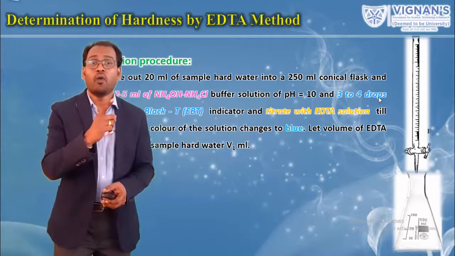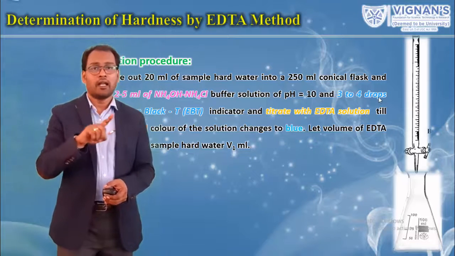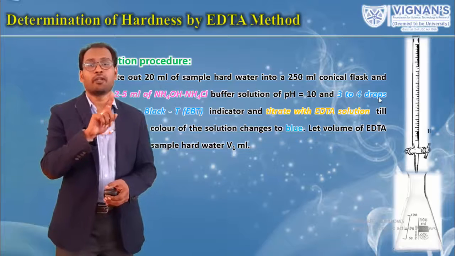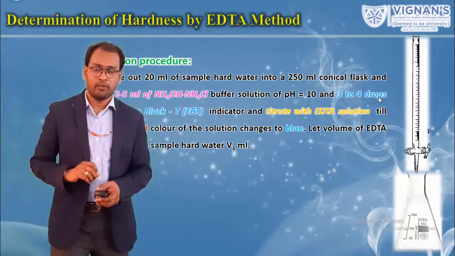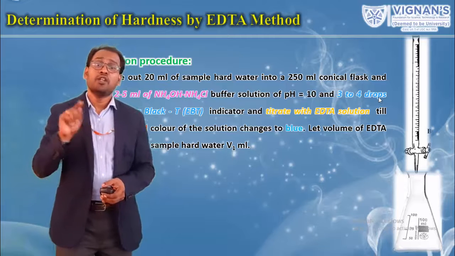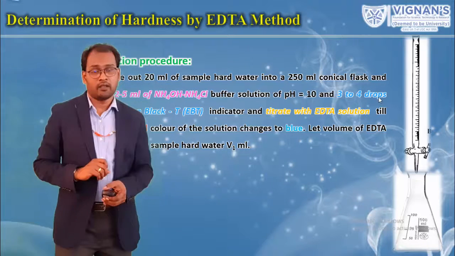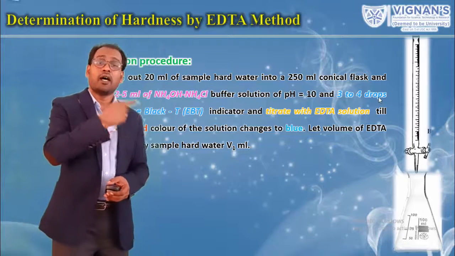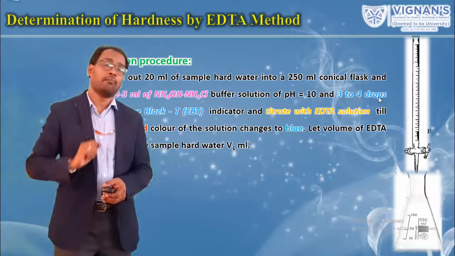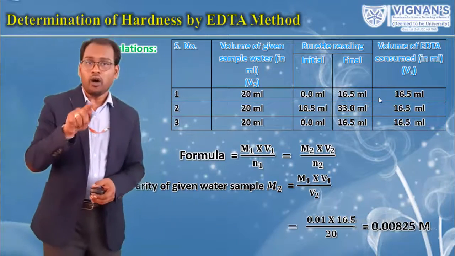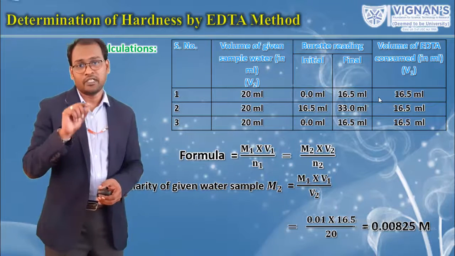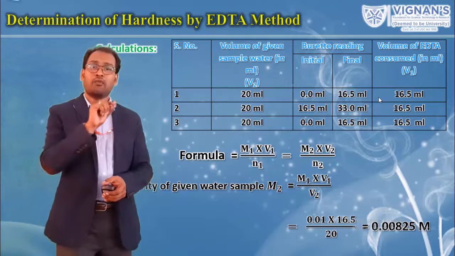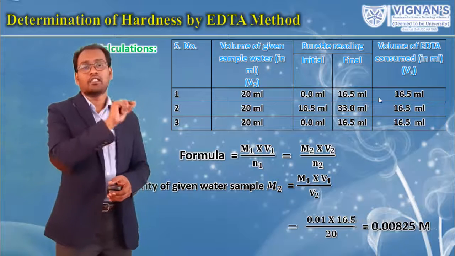That will be the volume of EDTA used for the color change, and you represent it with V1. V1 is the volume, and 1 represents EDTA, or you can put VEDTA. The molarity of EDTA is 0.01 molar, which is already known. For the sample, we know the volume we have taken, which is 20 ml, but we don't know its strength, so that molarity is unknown.